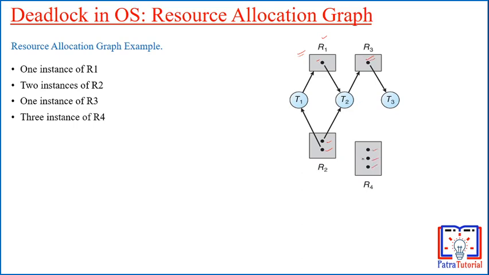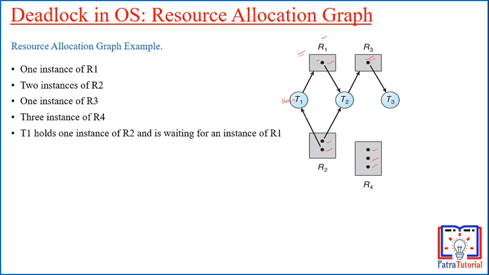So in our resource allocation graph, four resources are there: R1, R2, R3, R4, and they have different numbers of instances. Some have only one instance and some have more than one instance. Now T1 represents one process; this circle represents a process. T1 is requesting R1. See, this is a request edge, right?